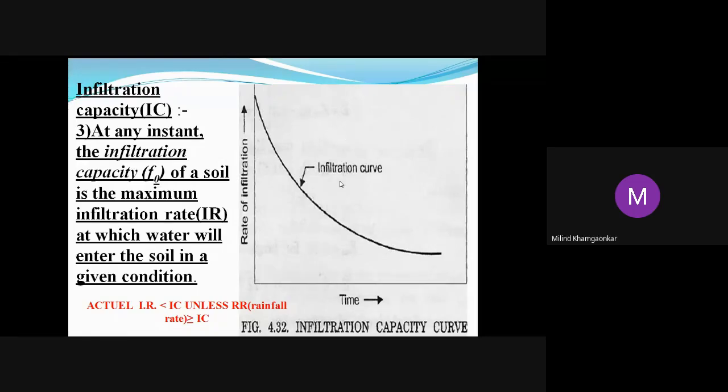I am stressing all these things again and again because it should be clear in your mind from the exam point of view also: what the infiltration capacity curve is, what the hydrograph is, how we overlap these things, and how we later concluded the concept of phi and W index.